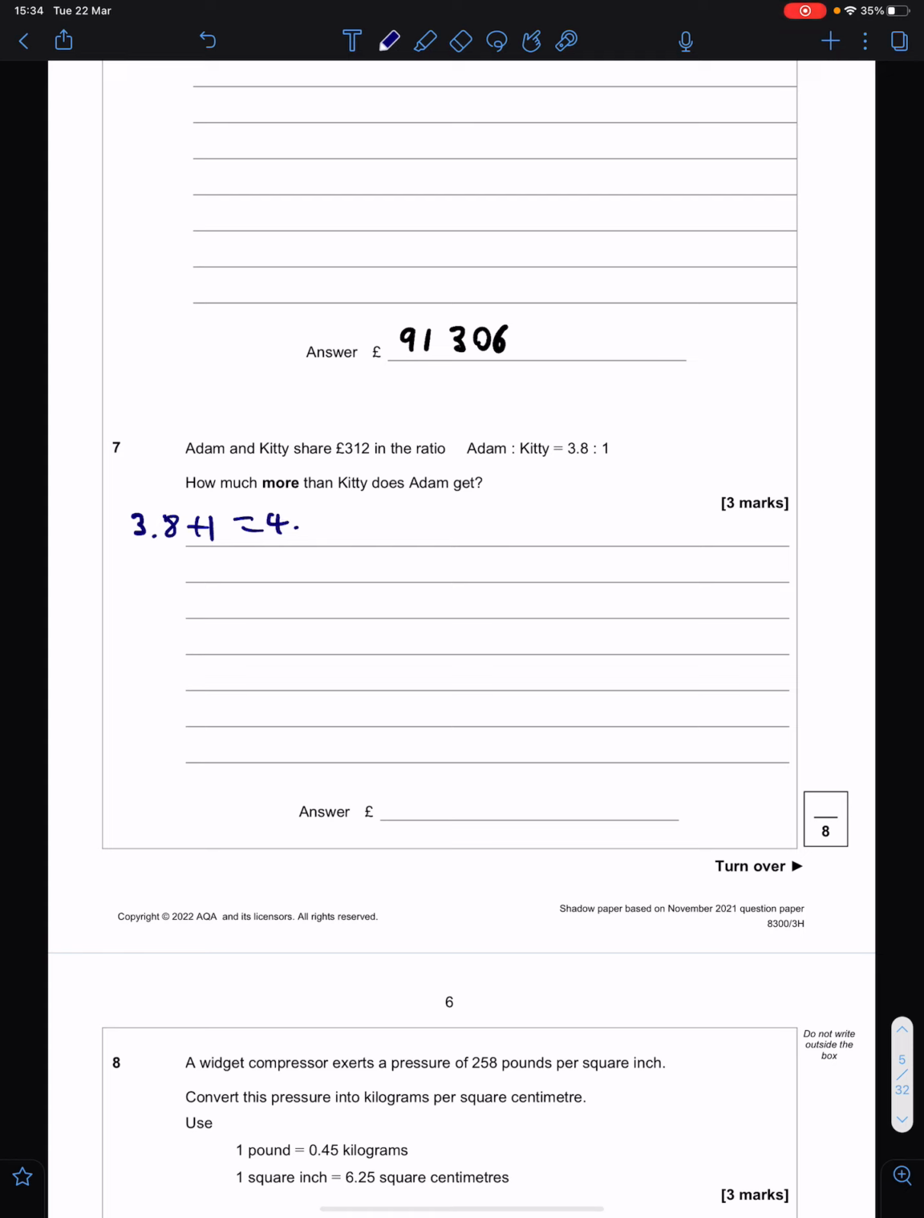And that is equal to 4.8. And so the 4.8 parts that we have here represents the 312. So one part is going to be just 312 divided by 4.8. Again, we've got a calculator, so please, let's go crazy with this. So that gives us 65. Okay. And in fact, Kitty represented one part, so Kitty gets 65, which is good.